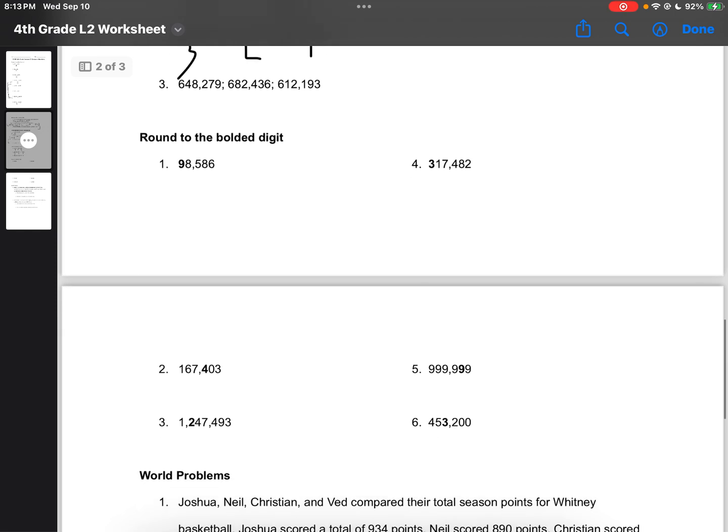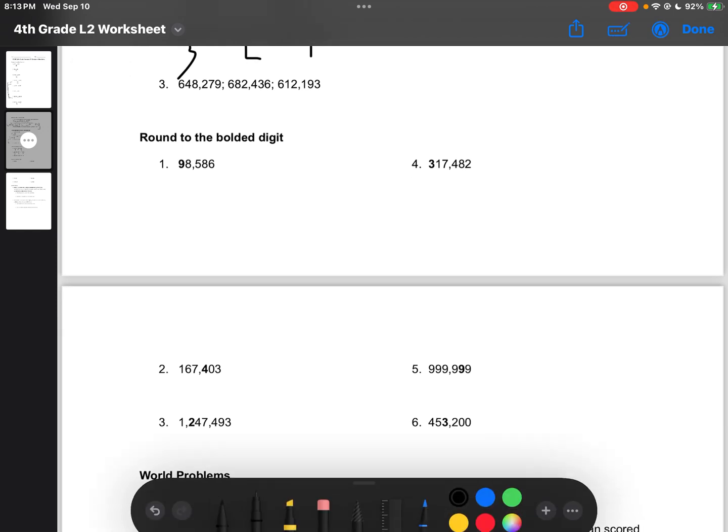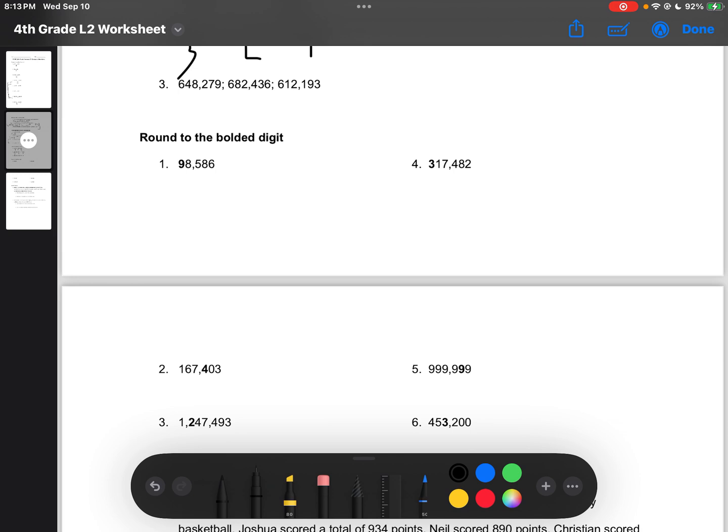And next, round to the bolded digit. So we're trying to round to 9. How we round is, if the number behind it is greater than 5, we will round up. But if it's less than 5, we will round down. If it's 5, we will still round up. So I should put greater than or equal to 5.